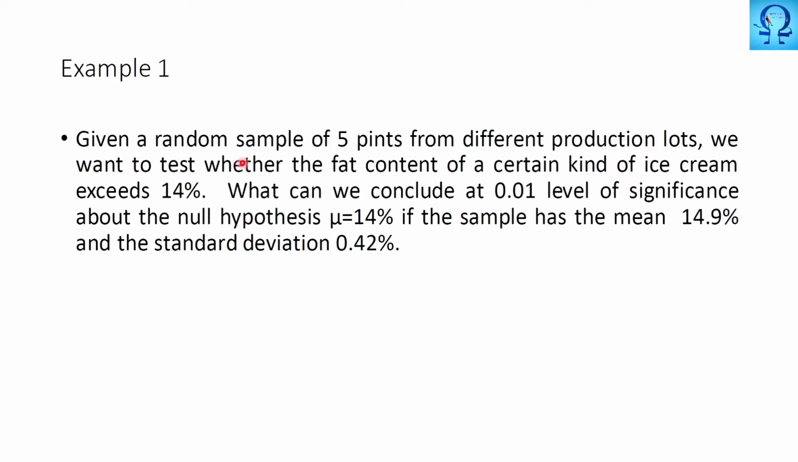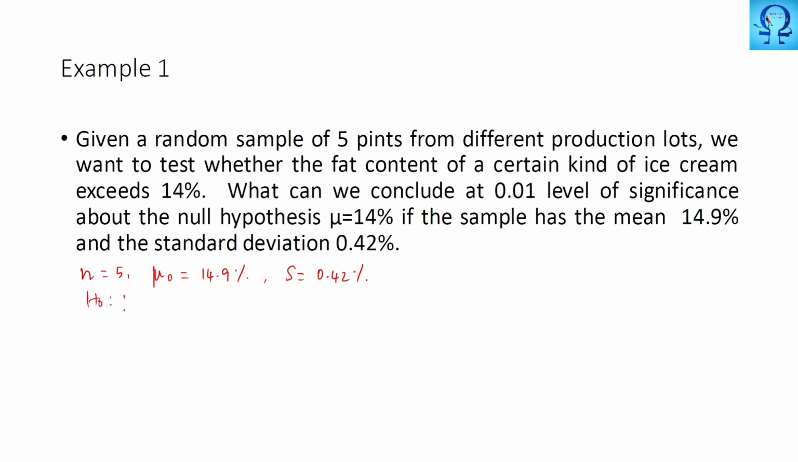Okay, we come to the problem. Here it is given that a random sample of 5 pins from different production lots, we want to test whether the fat content of a certain kind of ice cream exceeds 14 percentage. What can we conclude at 0.01 level of significance about the null hypothesis mu equals 14 percentage if the sample has the mean 14.9 percentage and the standard deviation is 0.42? So basically the information given to us is n equals 5, x bar is 14.9 percentage and s is 0.42 percentage.